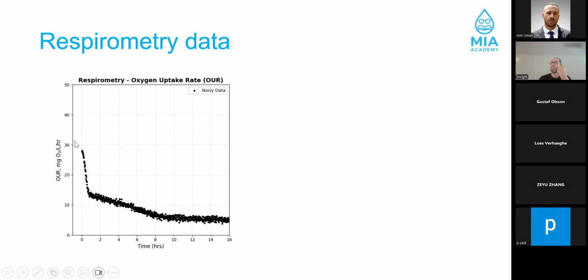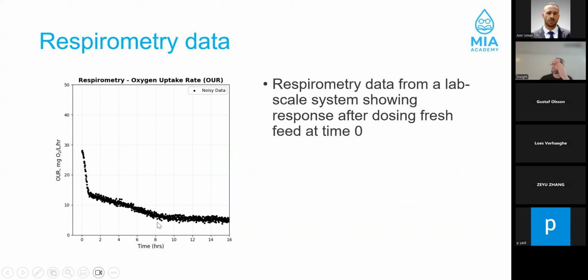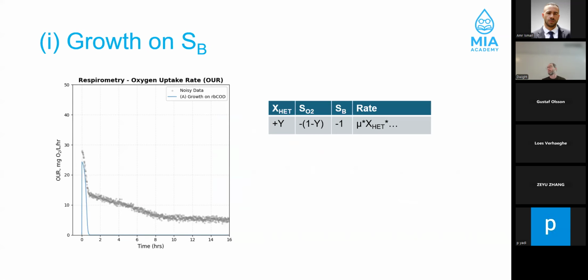And so after feeding with our effluent, initially we get this big spike in oxygen utilization rate because there's a lot of readily biodegradable substrate that's there that can be utilized. But then as that gets used up, then the growth rate slows down, and so does the oxygen utilization rate. And so that's what we're seeing here. So what we want to do is we want to model that using our process model.